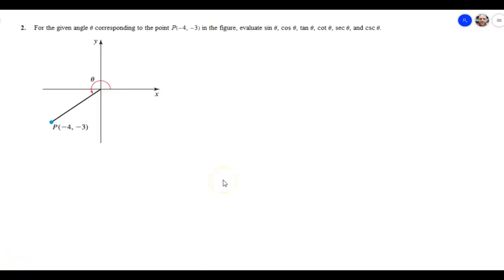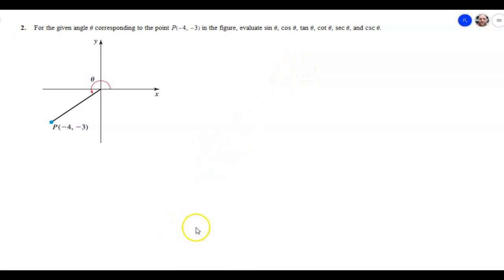So first we're going to take a look at number 2 on page 48. This is in section 1.4, and it says, for the given angle theta corresponding to the point (-4, -3) in the figure, evaluate the sine of theta, cosine of theta, tangent of theta, cotangent of theta, secant of theta, and cosecant of theta. So these are all the 6 trig functions that we learned about.